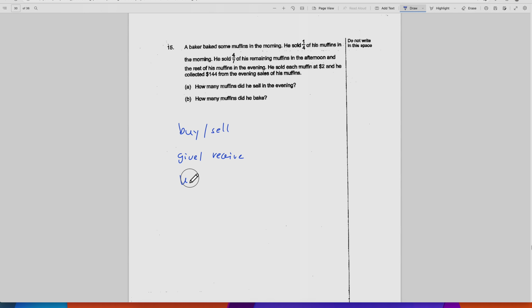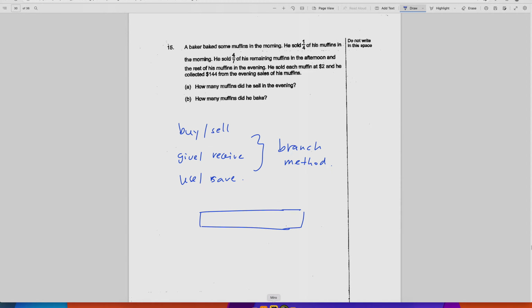Use, and then when you use, you save. So there are transactions involved. So you think of the branch method. Understand? But before you use the branch method, you need to use the model first. So what it says is sold 1/4 of his muffin in the morning. So you start with some muffin.